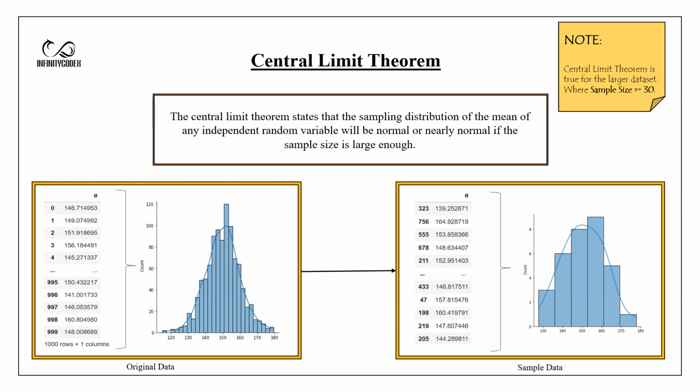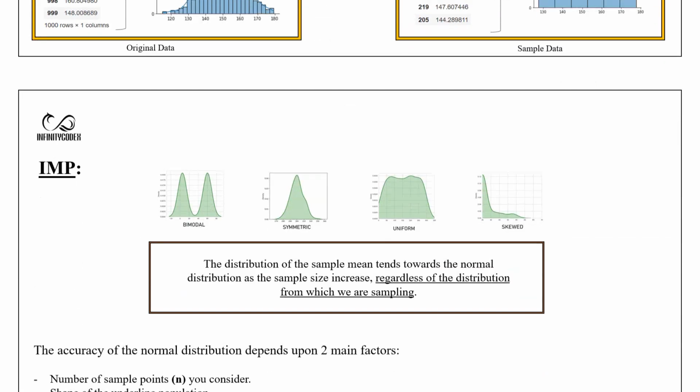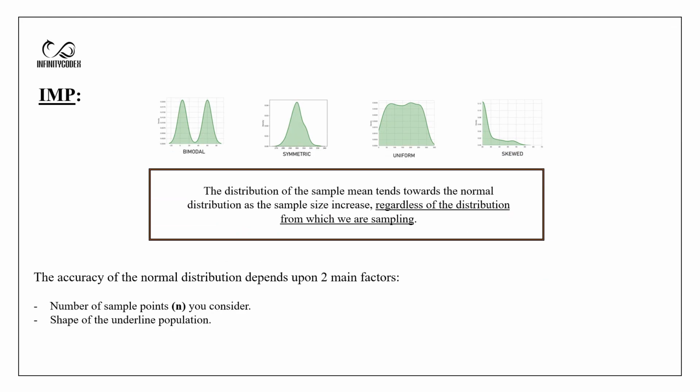But wait, you will be asking me the question, what if our data is not normally distributed? Then what? Is central limit theorem still applicable? As surprising as it sounds, the answer is yes. The distribution of the sample mean tends toward the normal distribution as the sample size increases, regardless of the distribution from which we are sampling.